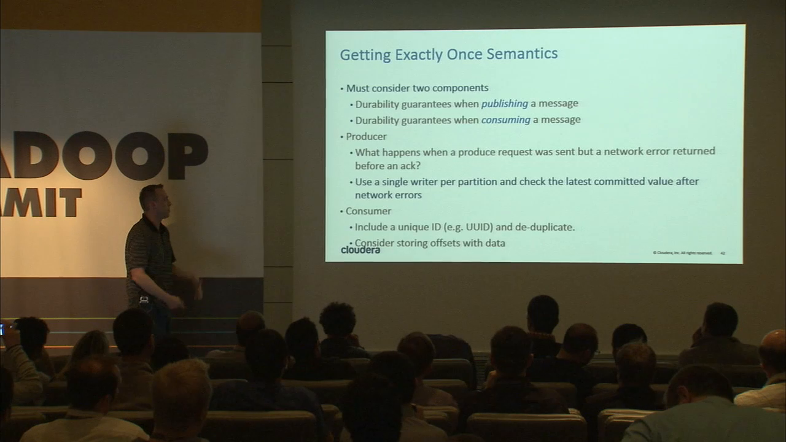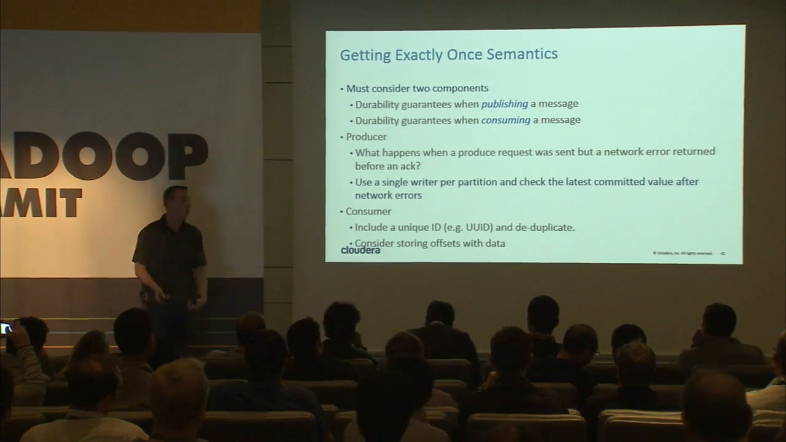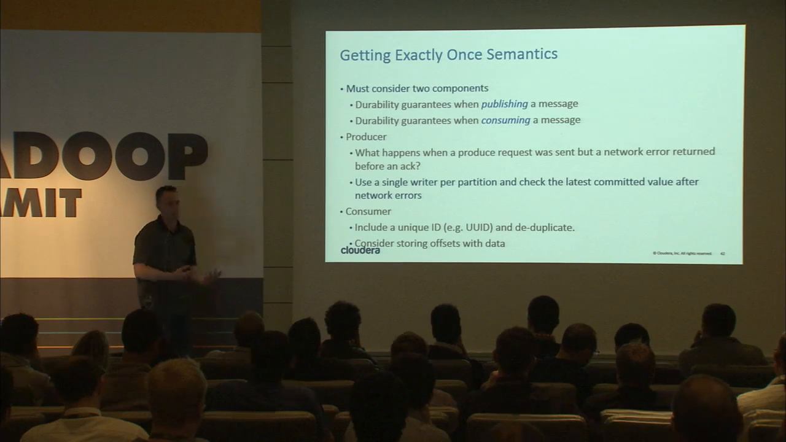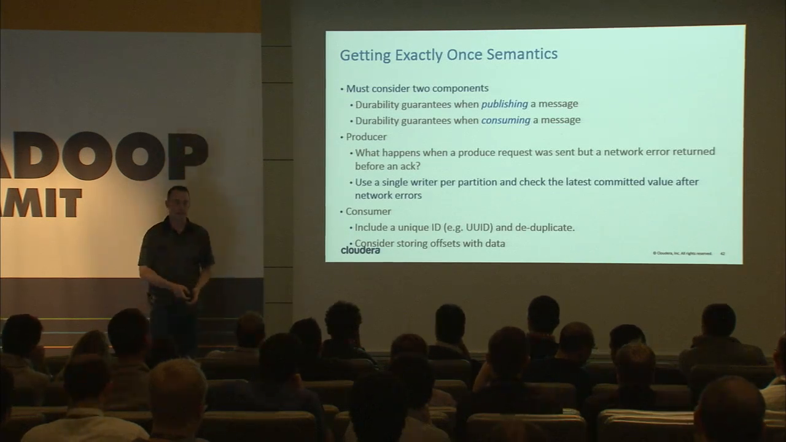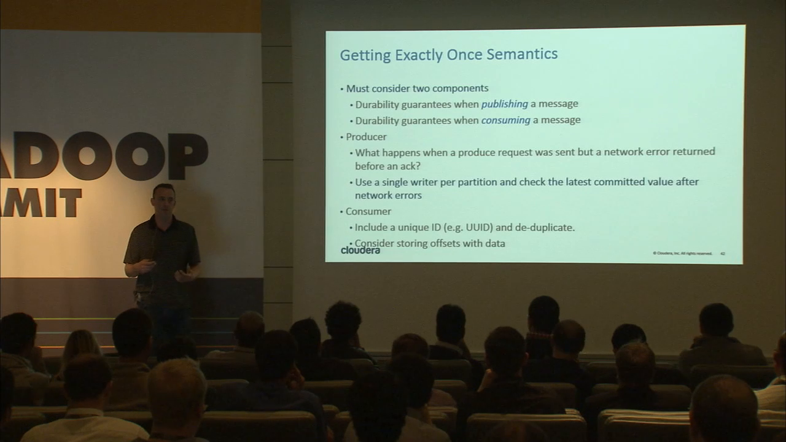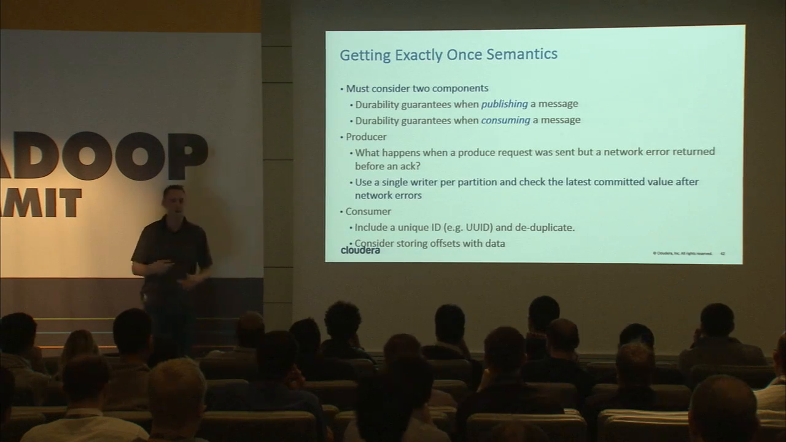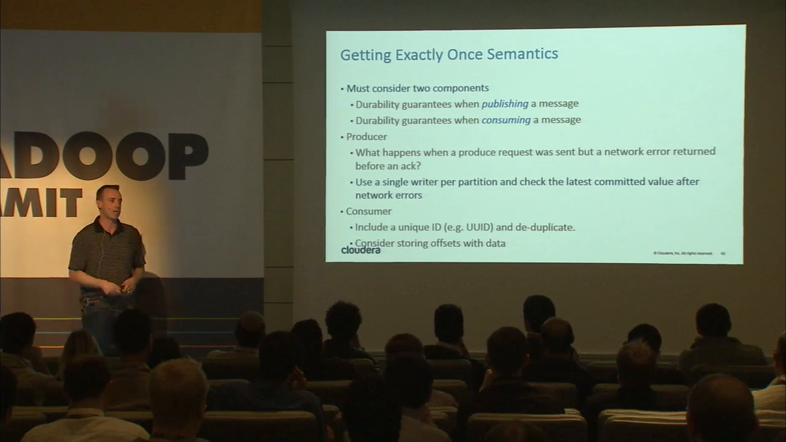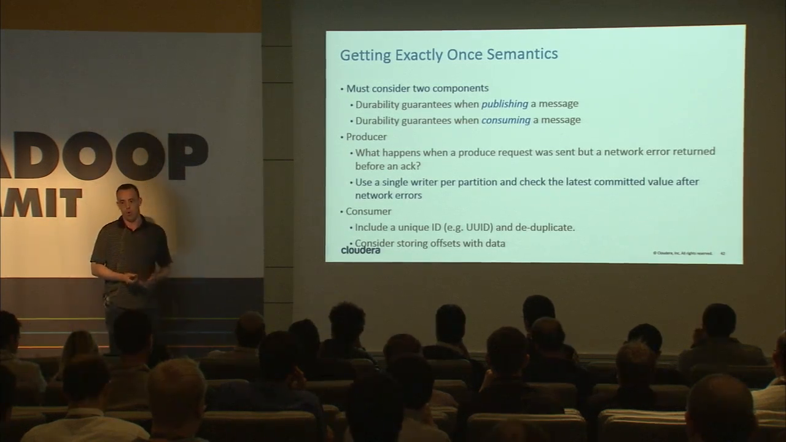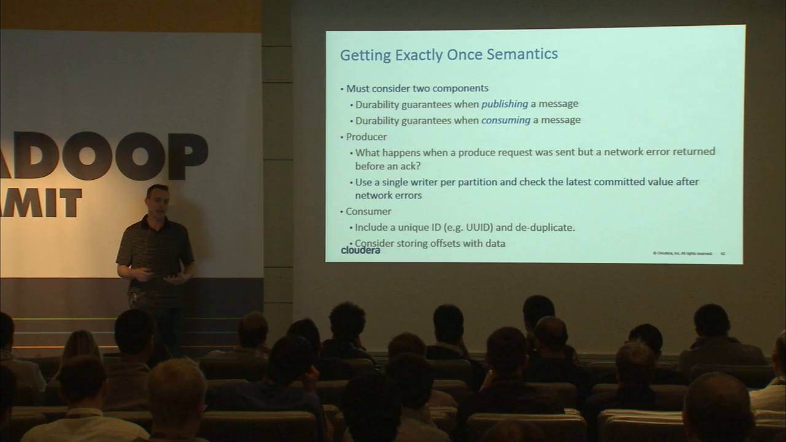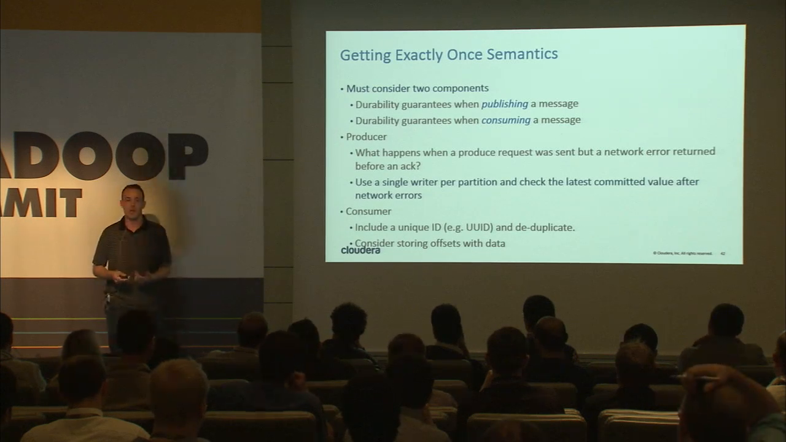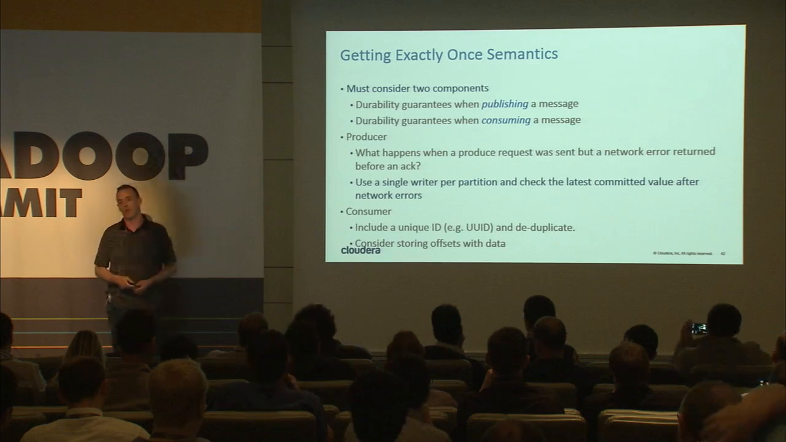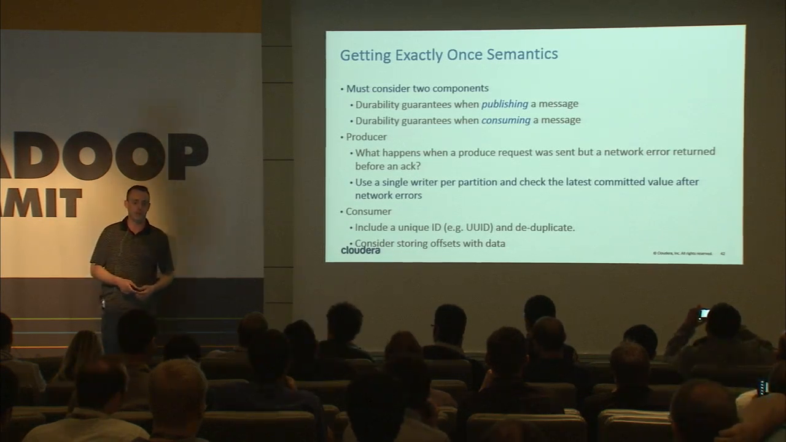When you're thinking about delivery semantics, you have to think about the guarantees when you're publishing a message, but also when you're consuming a message. The easiest case to think about is what happens if your producer sends a message, Kafka gets it and has written it, but before it's able to send back the ack, for whatever reason, such as some sort of network blip, the producer doesn't get back the ack. Because Kafka provides at least once, your producer is going to retry, so you would end up with a duplicate message.